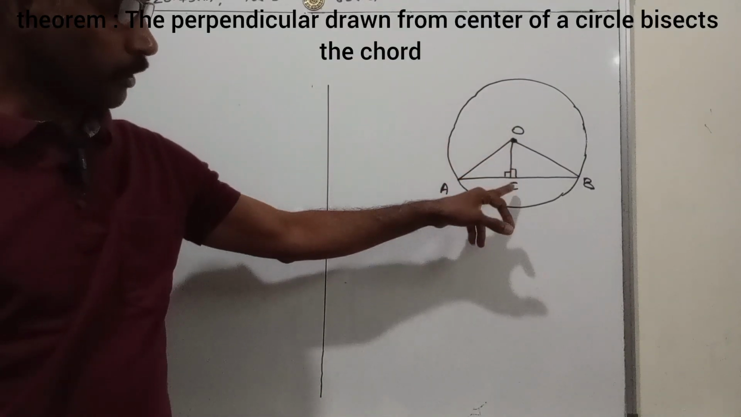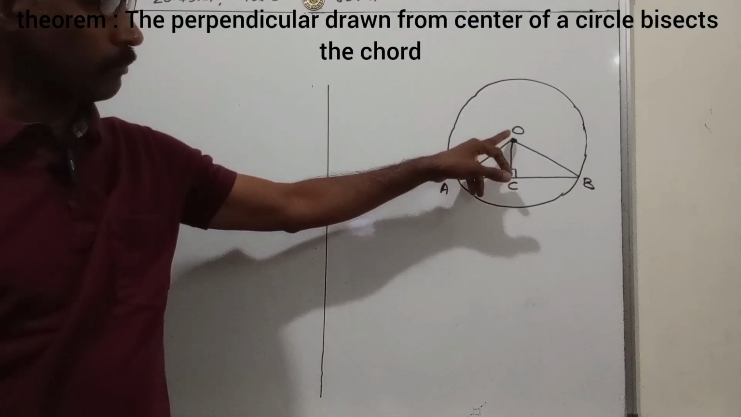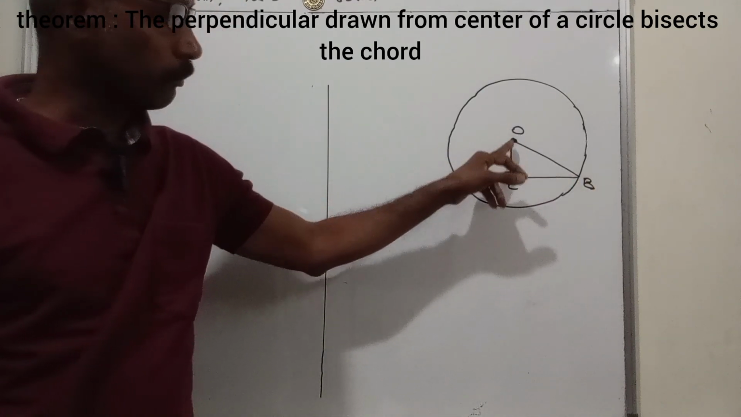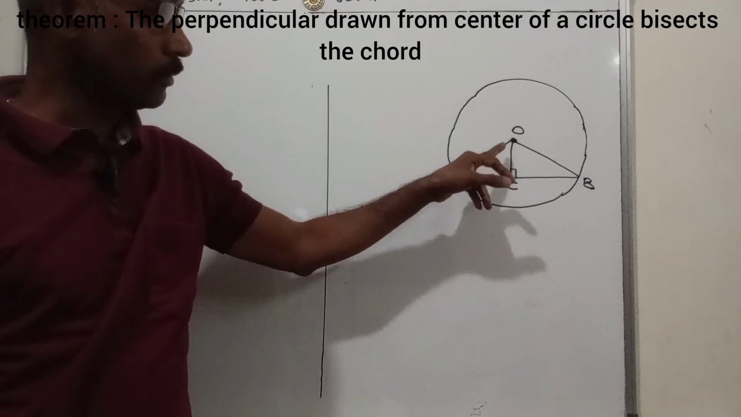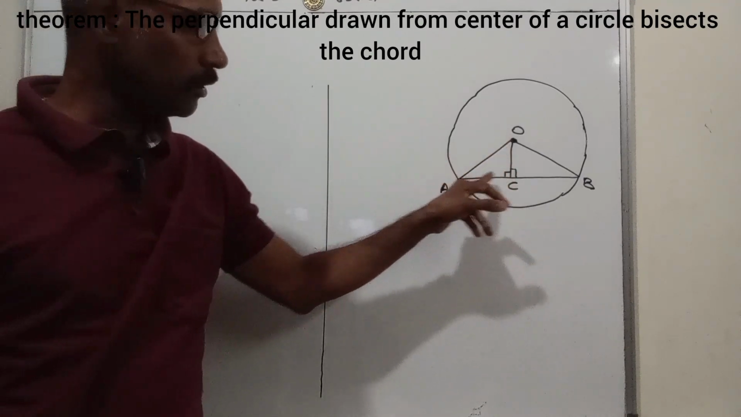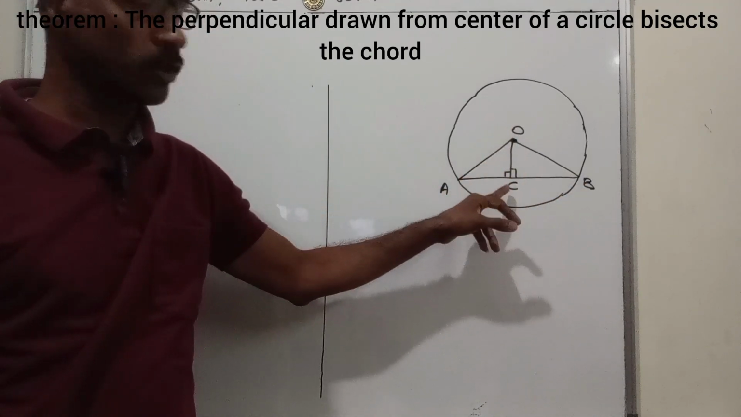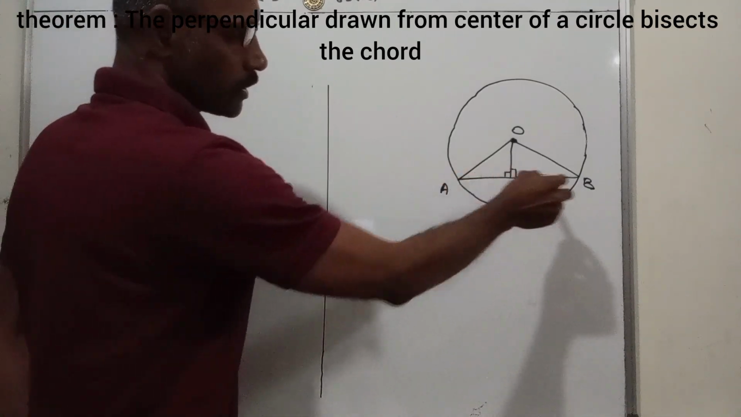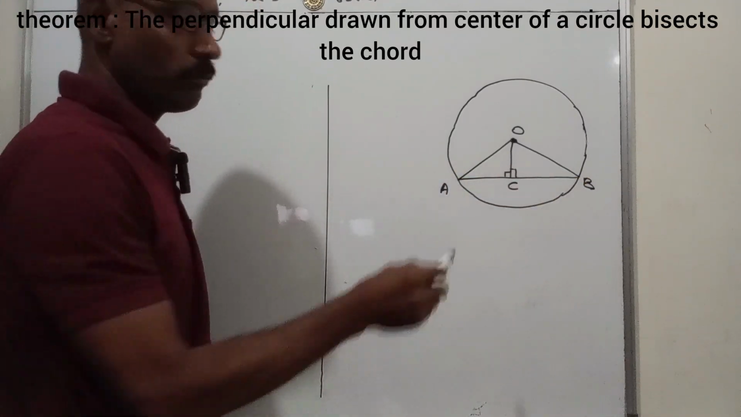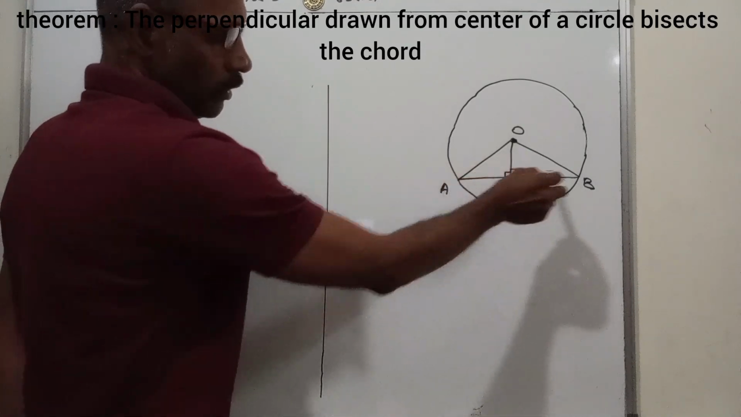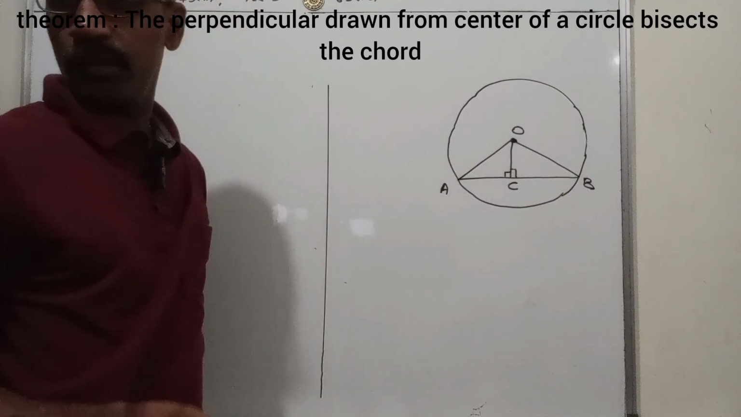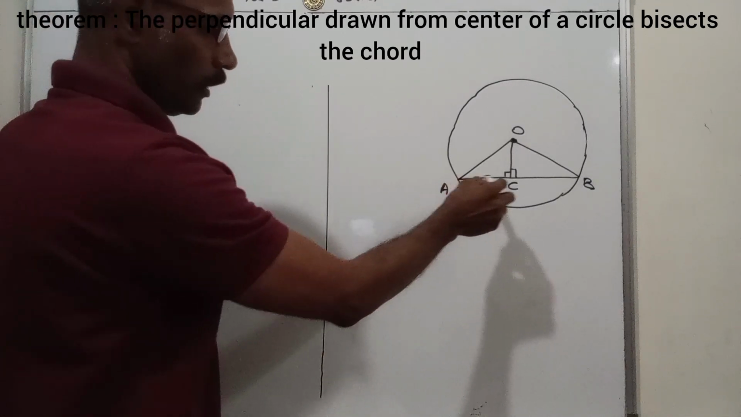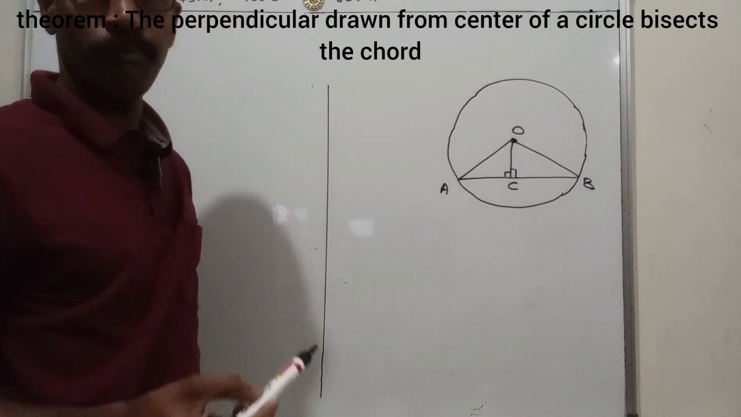Perpendicular drawn from center of the circle to the chord. This perpendicular to the chord bisects the chord. Bisects the chord means this AB is divided into two equal parts, AC and BC.